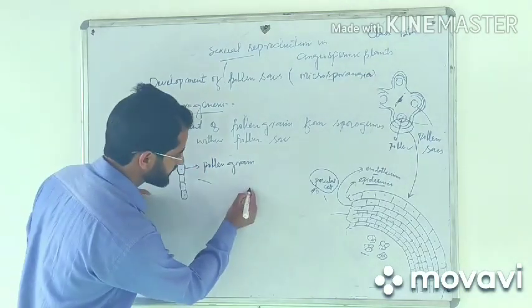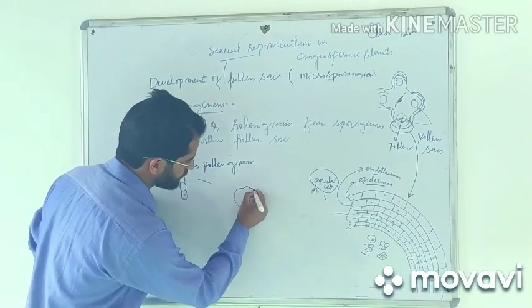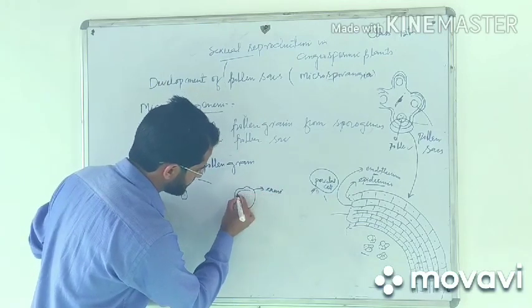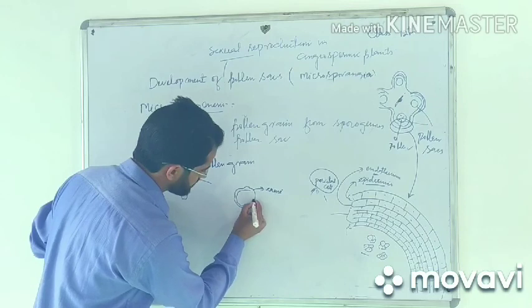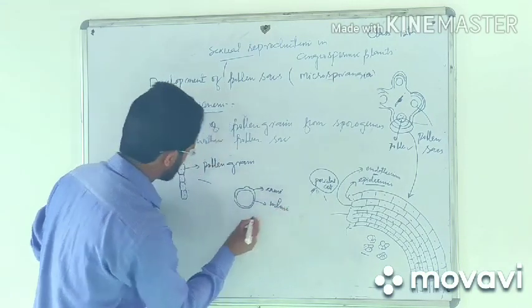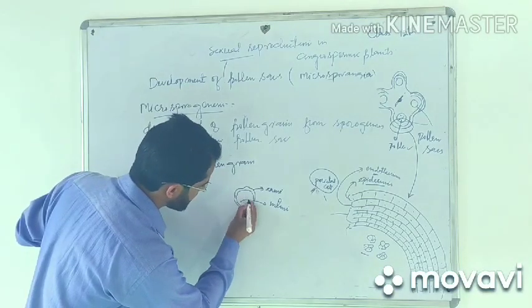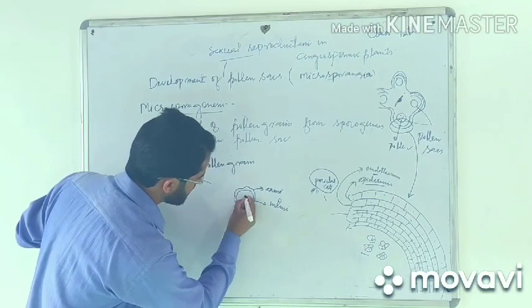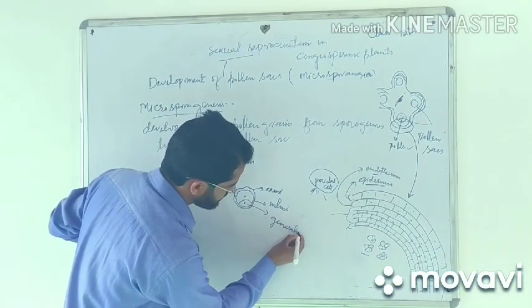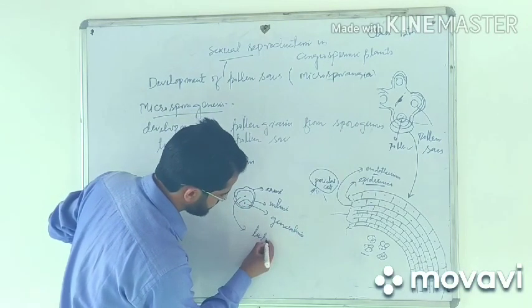This pollen grain consists of an outer covering at maturity, which is known as exine, and an inner covering, which is known as intine. The single haploid nucleus at maturity divides into two cells: the first is the generative cell, and the second is the tube cell.